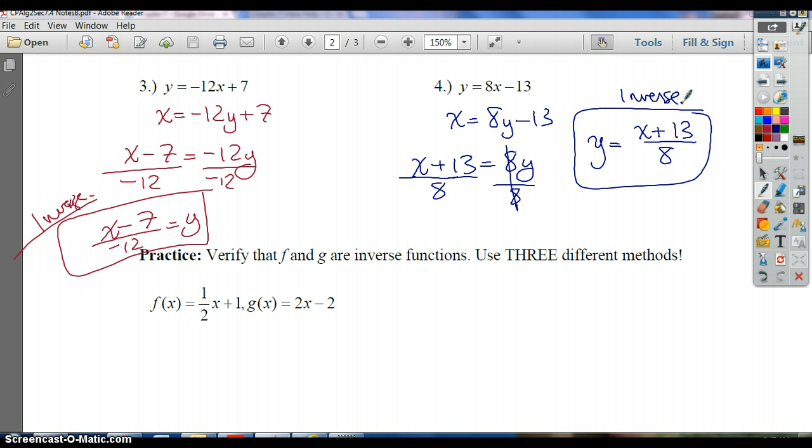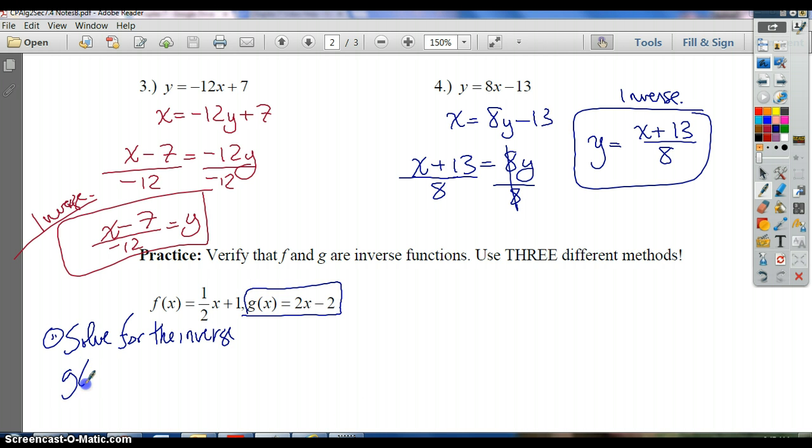We are now going to move to the part where they say verify that f and g are inverse functions. We can use 3 different methods. We can use graphing. We can do it solving one of them. Or we can actually do what was at the top of the page and test their compositions, which would be f of g of x and g of f of x. So the first one is to actually solve for one of the inverses. All right, and let's do it with this one. This one is a little more simple.